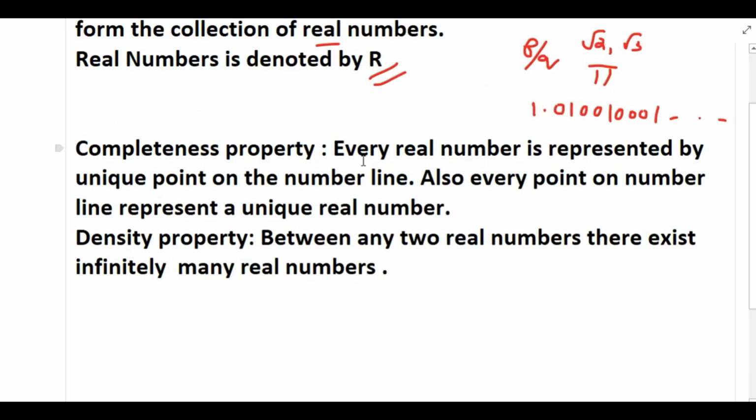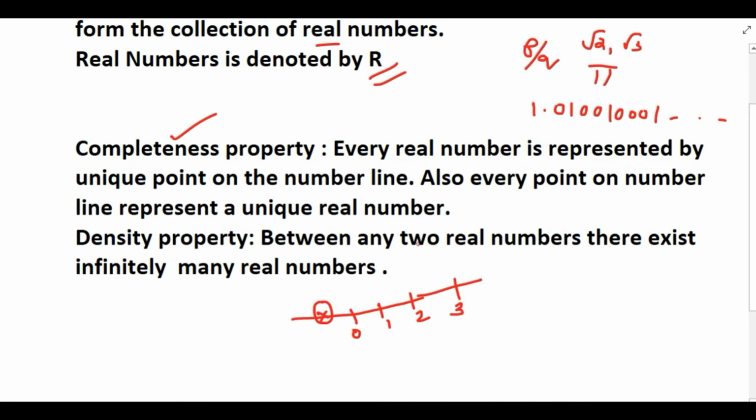And we know that every real number is represented by a unique point on the number line, or every point on the number line represents a unique real number. That property is called the completeness property. We have also seen how to represent rational numbers on the number line, like 1, 2, 3. In 8th standard you have studied how to represent 1.5, how to represent half, all those things. In the same way, every real number is represented by a point on the number line, or if you take any point on the number line, there will be a real number corresponding to it.